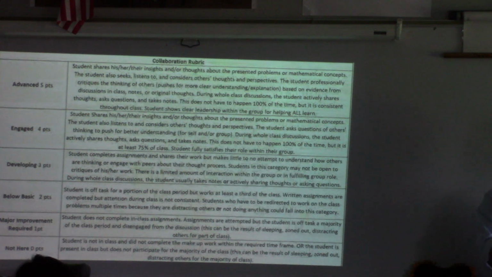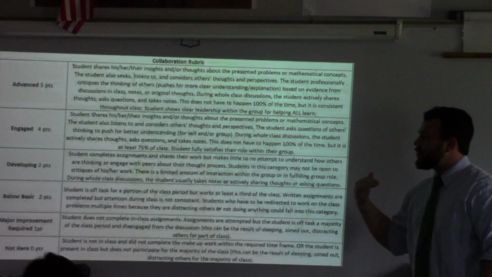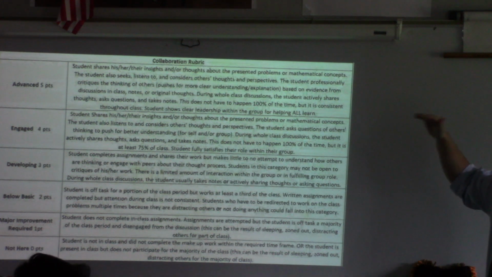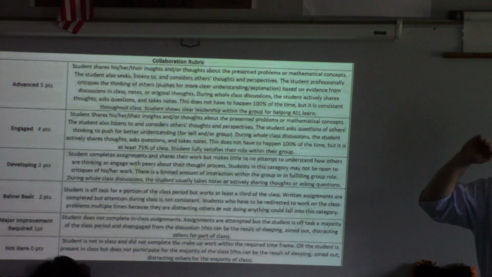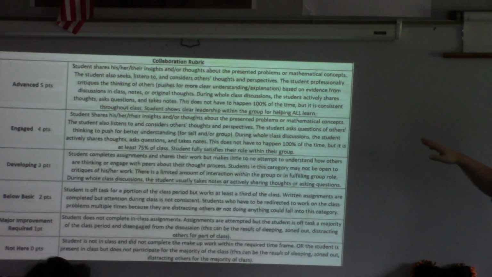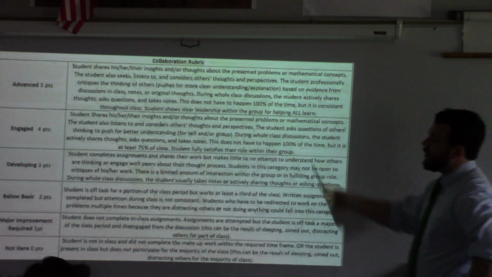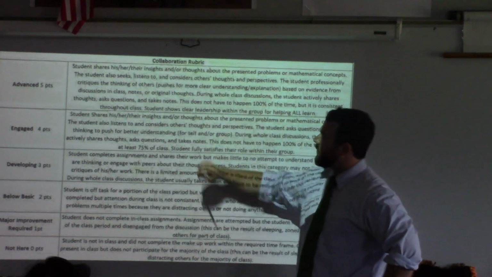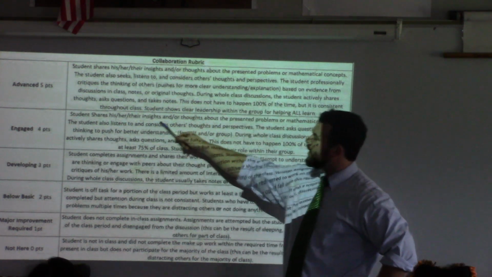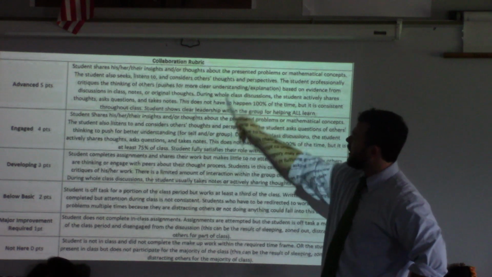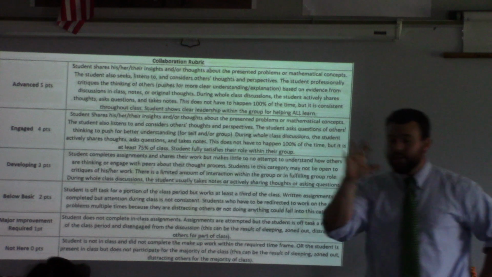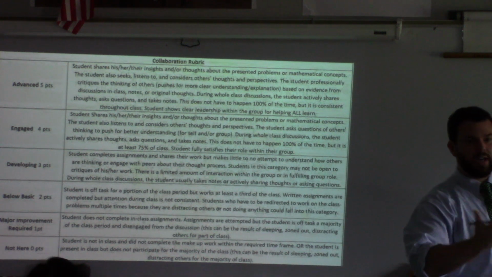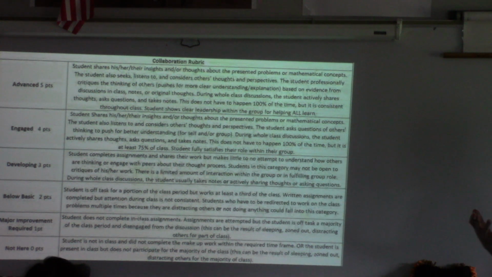Okay. So here is how this rubric is going to work. A 5. This is advanced. This is like the top of the top of the top. And there's not going to be many 5s every day, I would assume, and I'll explain why that is completely okay in a minute. But notice the advanced and the engaged, the 5 and the 4 start out very similar. Student shares his/her, their insights and or thoughts about the presented problems or mathematical concepts, right? So within your group, you are consistently sharing what you're thinking about and working with others.